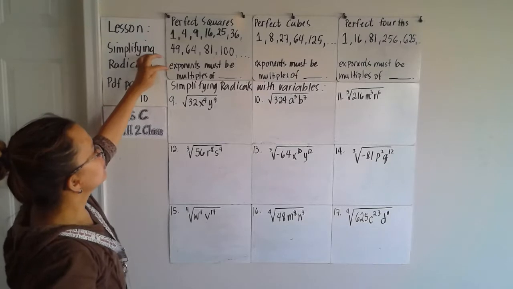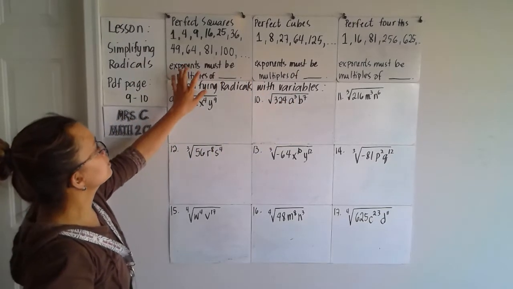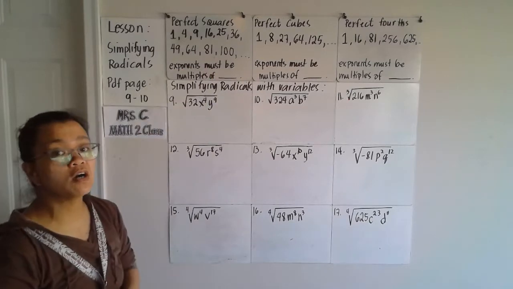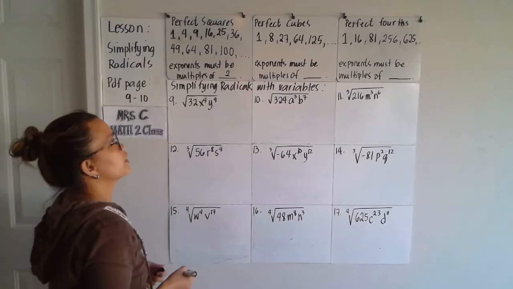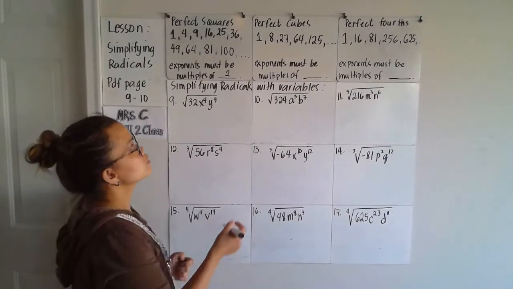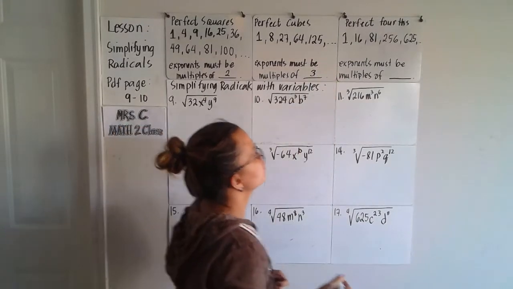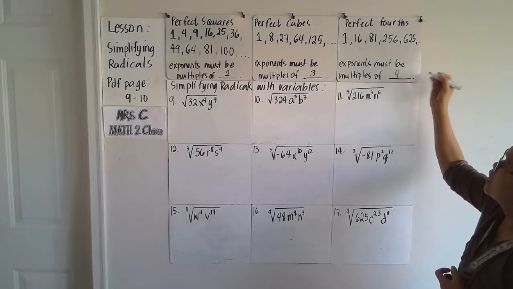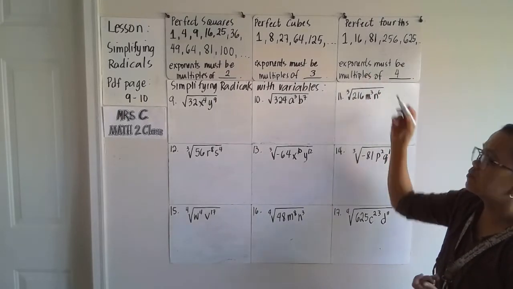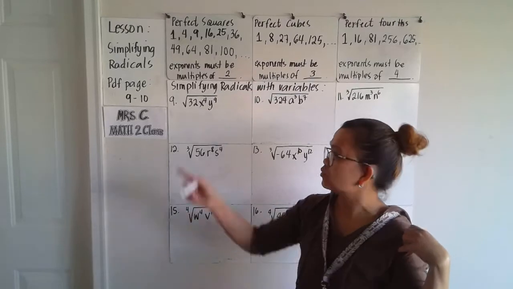earlier, and since we are now putting some variables on it, the exponent must be multiples of 2 since it's a perfect square. Perfect cube, so the exponent must be multiples of 3. And then the fourth root would be a perfect fourth. So again, make sure that all the exponents of your variables are divisible by this number. Let's start with number 9.